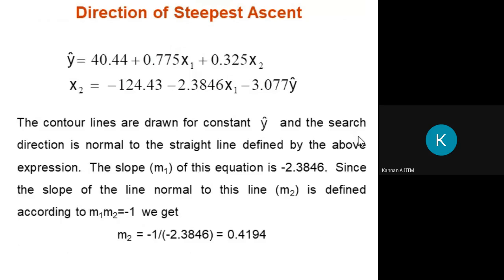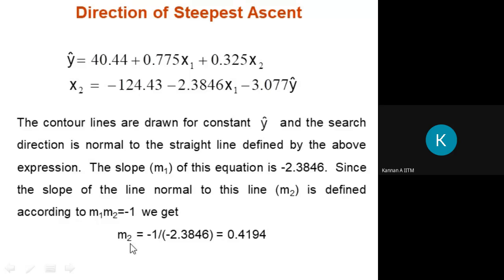So I think we are going in the direction of steepest ascent. So you have this simple model, the preliminary model. We write x2 in terms of x1 and y, and then we know the slope of this equation is minus 2.38461. So the normal to this slope will be m1, m2 equal to minus 1.